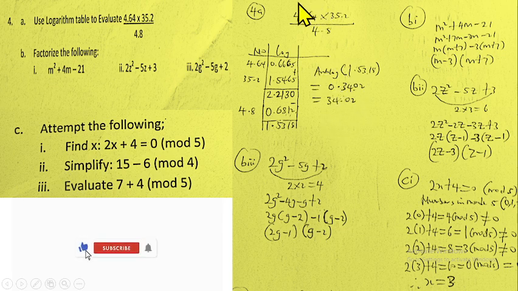So if you just use a calculator to press this times this divided by this, it should give us 34.02. And that's how you can confirm what you have done, whether you are right or wrong.